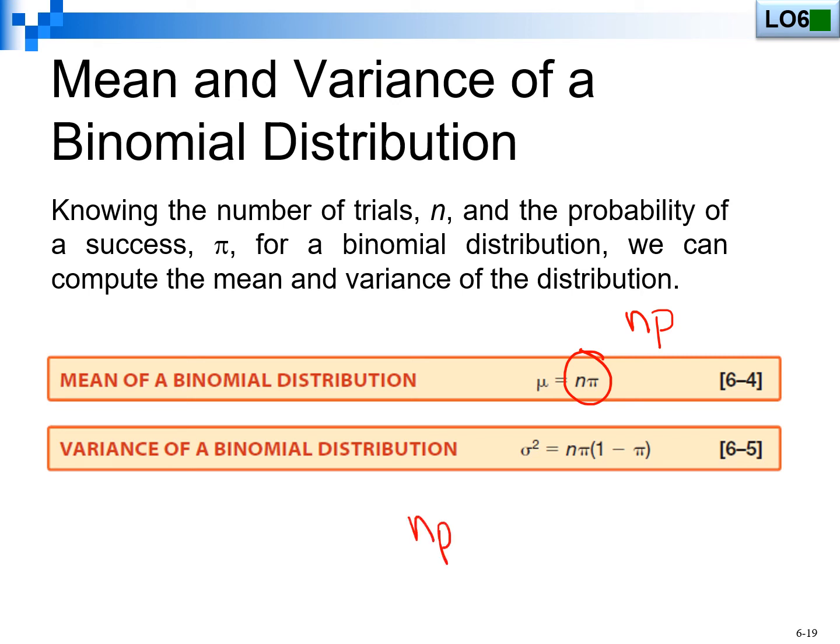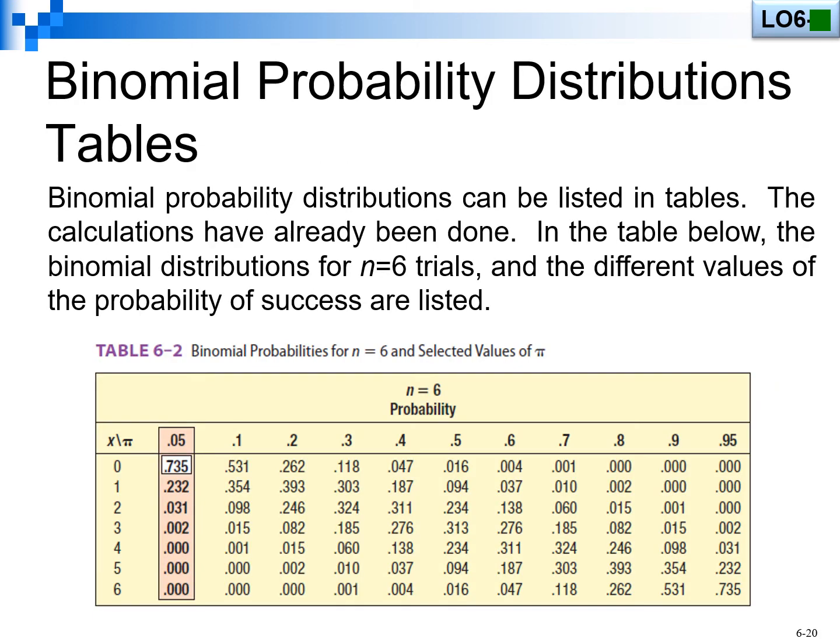And then for the variance, just do np times 1 minus p. I think that makes it less complicated. So you can see here's one of the probability tables we're going to be using for the binomial distribution. And down here you go to the back of the textbook, it's in your appendix.